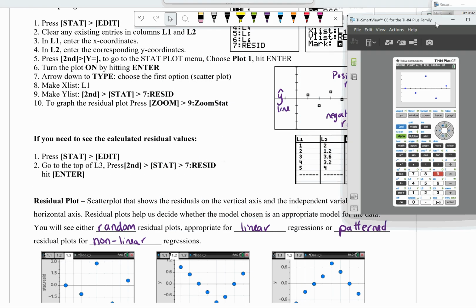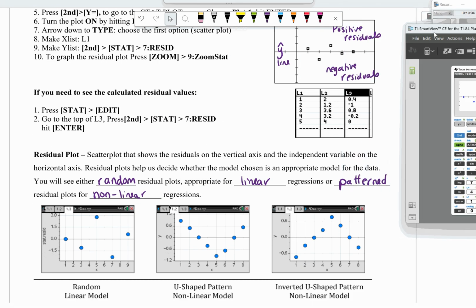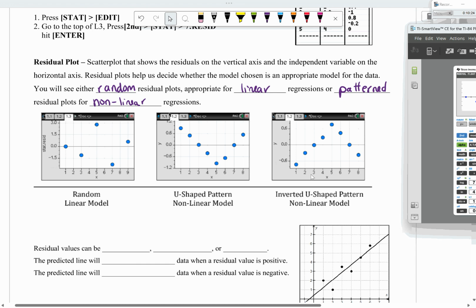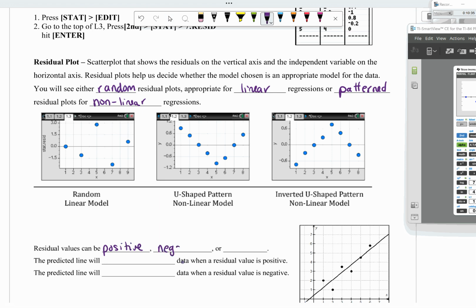So if I look at these graphs right here, we would say that this is a random linear model. This, you notice the residual plot makes this kind of U-shaped pattern, so that means a nonlinear model would be more appropriate. Same thing with this one over here. And if you go into stat, you'll actually look at residuals a little bit more in depth than we do here. But residuals can be positive, as we showed above, negative, or 0 if they're on the actual regression line.